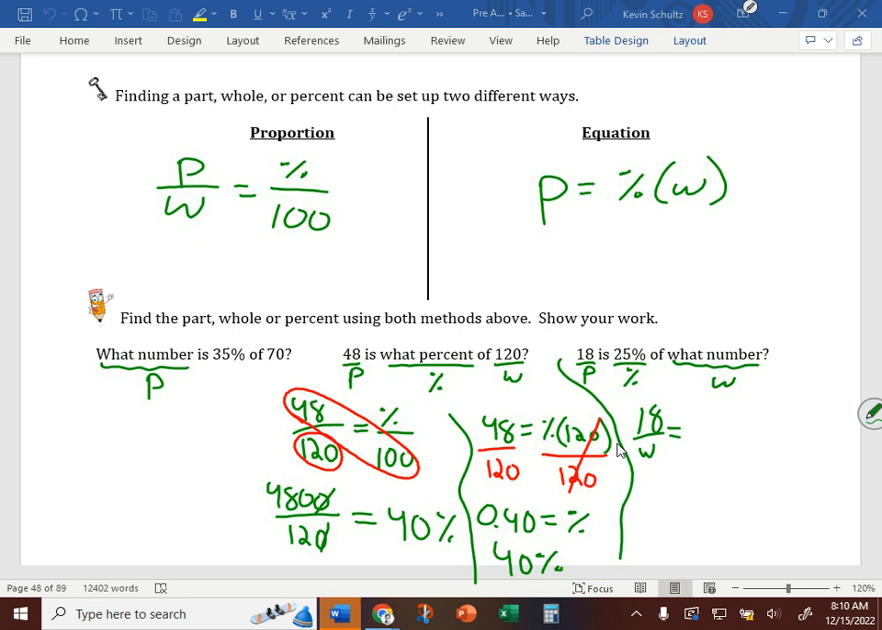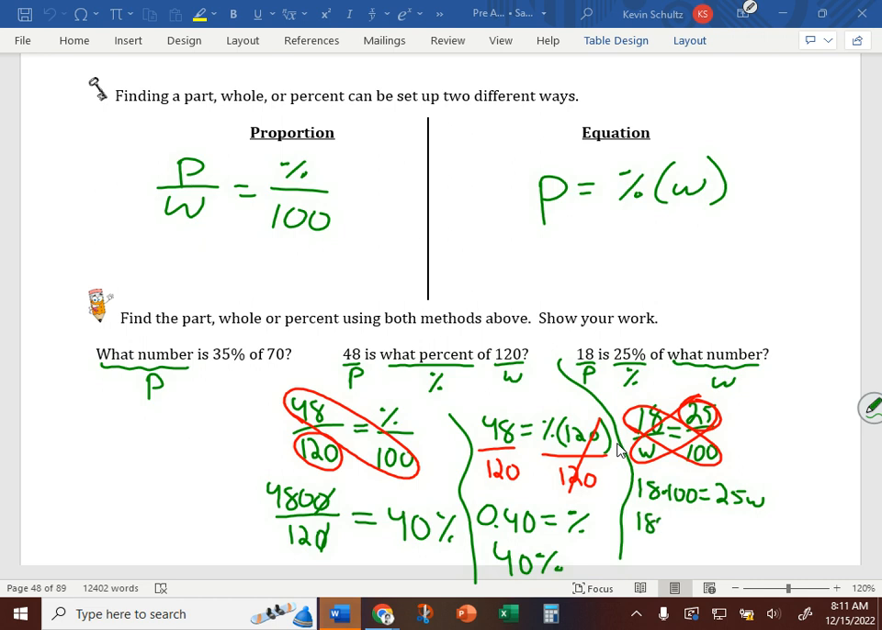Your proportion should read 18 over W, right? Part over whole equals 25 over 100. Okay? Cross products to solve this. There's no great scale factor from 18 to 25. So using cross products, we're really multiplying both in a cross-like fashion. So we have 18 times 100 equals 25 times W.